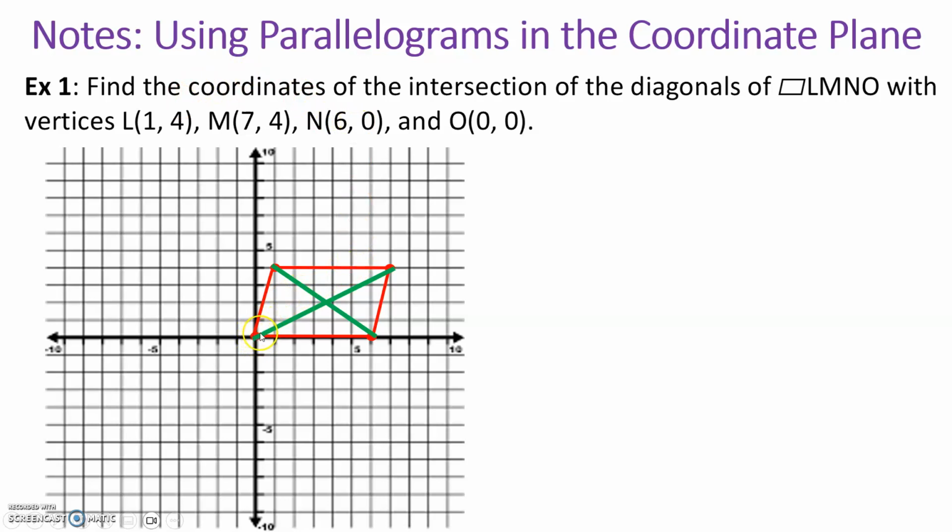We can check and verify. Go 1, 2, 3 and a half, and up 1, 2. So we can say that our intersection of the diagonals is located at 3.5, 2.